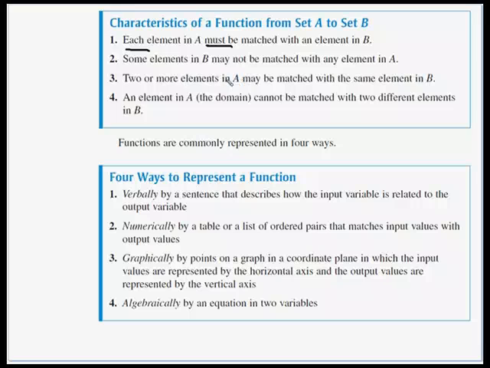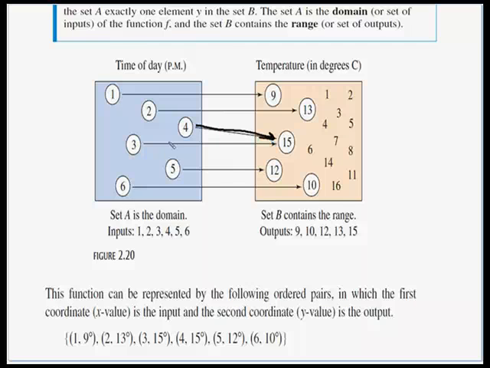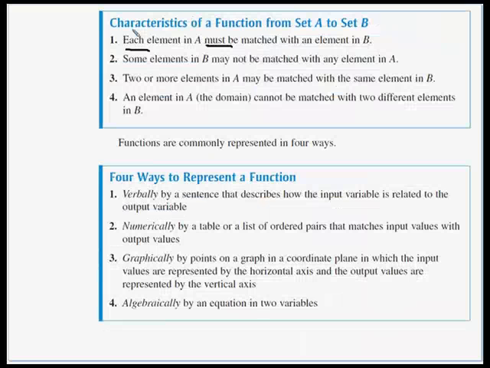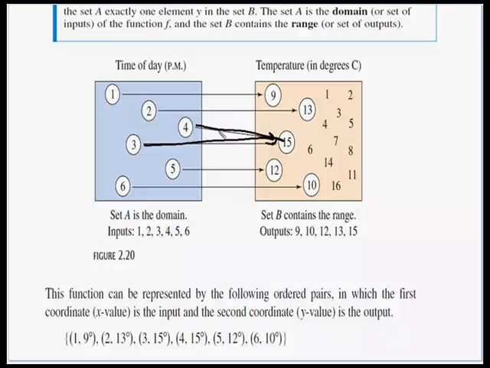So 2 or more elements in A may be matched with the same element in B, and again that was right here. 4 got mapped to 15, and so did the 3. That's perfectly fine. An element in A, the domain, cannot be matched to 2 different elements in B. So again, that would be having 4 mapped to the 15, and the 4 also mapped here to the 1.